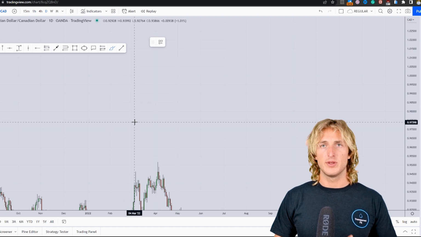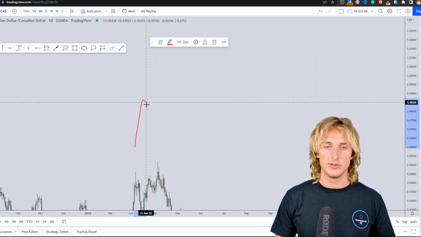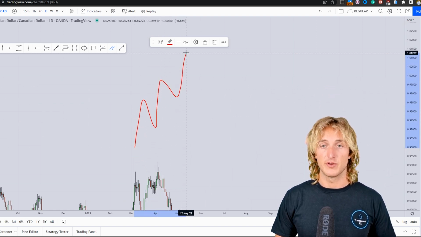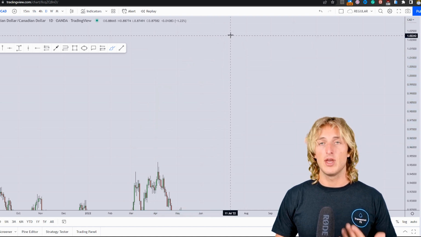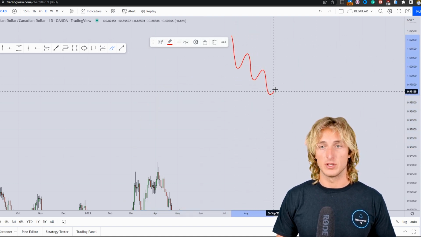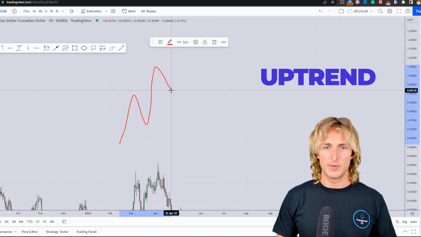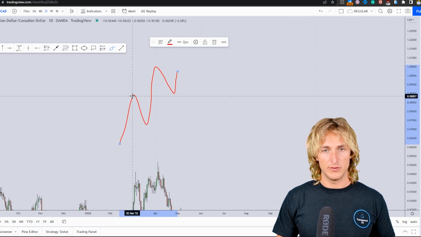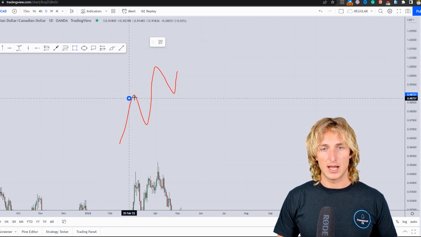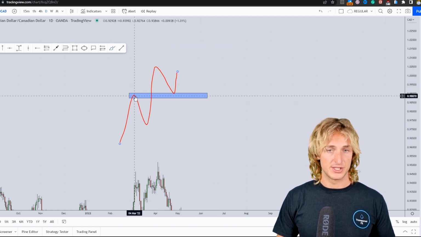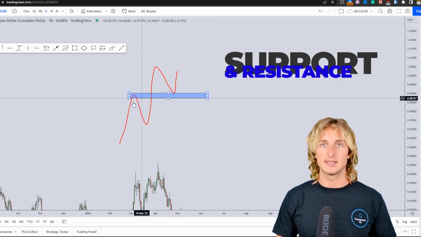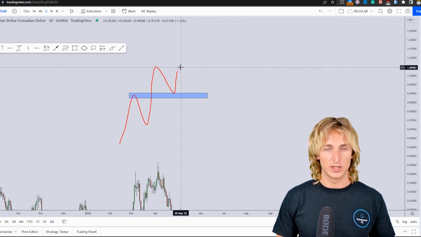Now, as you know, the market moves in swings. If you have an uptrend, you have a series of higher highs and higher lows. If you have a downtrend, you have a series of lower lows and lower highs. Now, if you are in an uptrend and at some point the market rejects the previous high, this is a rejection above previous resistance, which is now turned support. That is how an ideal uptrend is working.